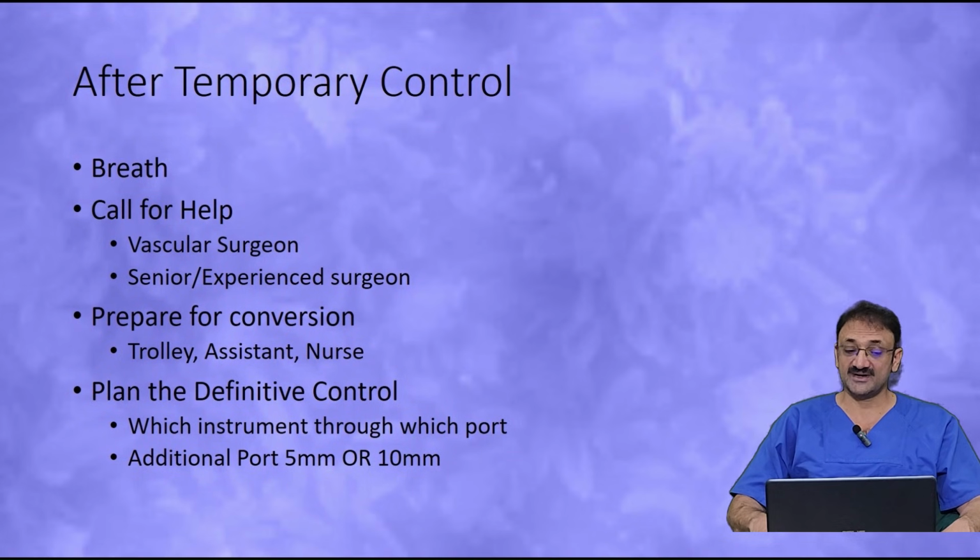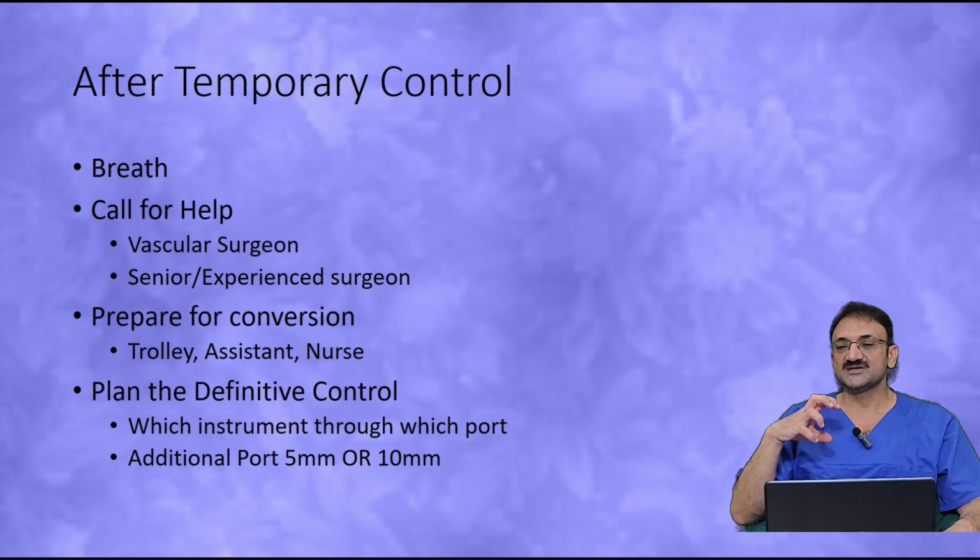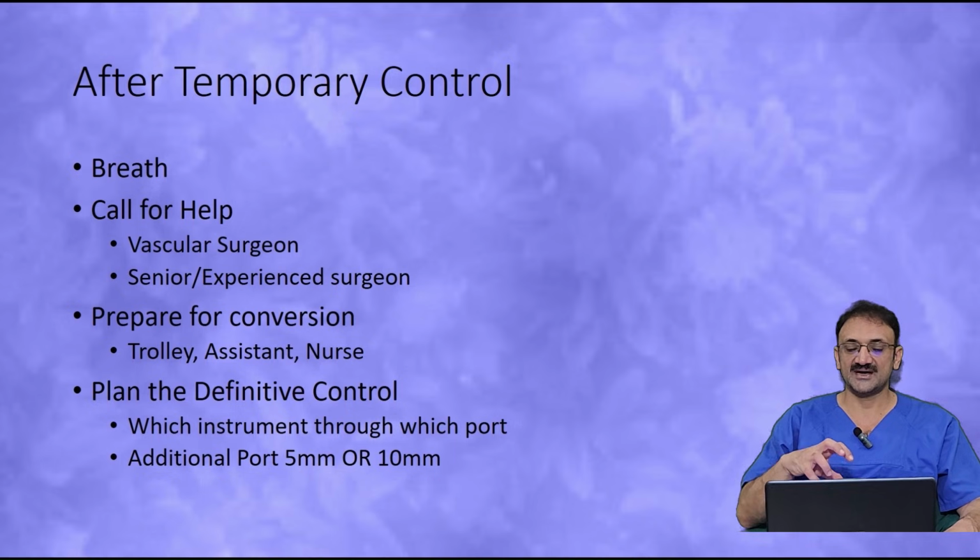After taking the temporary control, you have grabbed that vessel. You don't know what it is, but you have grabbed it, and there is no bleed now. Or you have compressed it, or the pneumoperitoneum is increased and the bleed has been controlled. Now take a deep breath and relax and stop panicking. Clean the area with the suction, and while doing that, you think in your mind what you are going to do. Are you going to continue with the minimal access, or are you going to convert it?